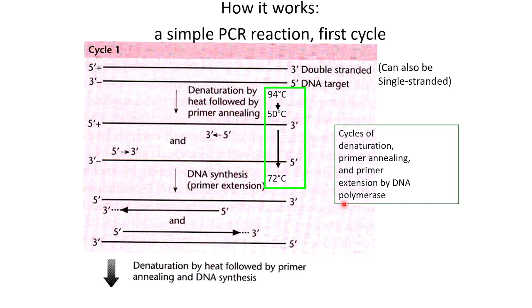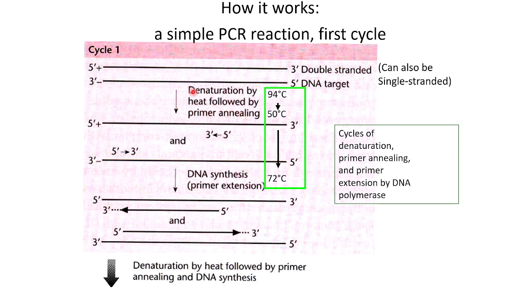So how does a PCR work? There are three steps of PCR. First one is denaturation, then you have the primer annealing and the primer extension by DNA polymerase. So in the first cycle, what happens? It's denatured at a high heat. This is the reason why we are using a thermostable DNA polymerase, to be able to survive at such high temperatures. And the template can also be single stranded, so that does not matter.